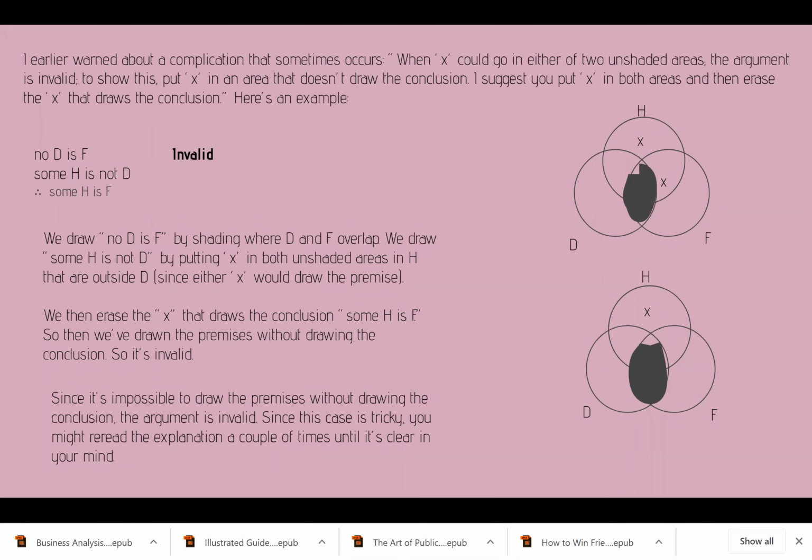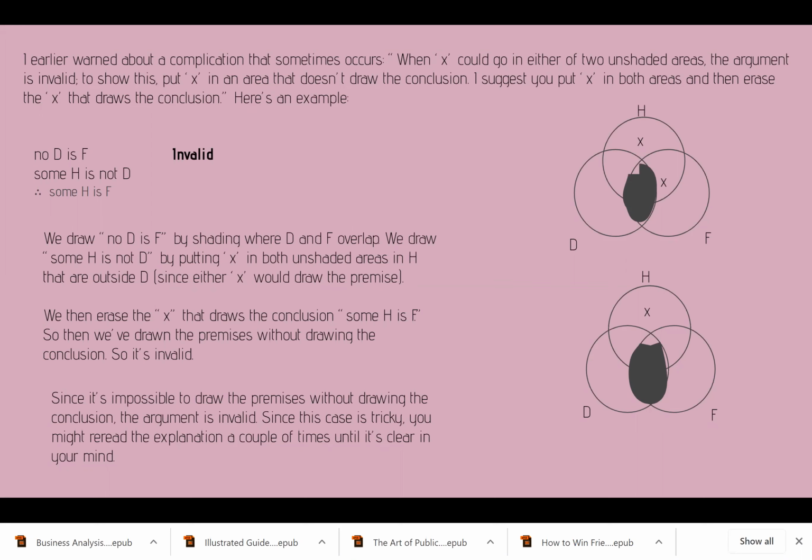I earlier warned about a complication that sometimes occurs. When X could go in either of two unshaded areas, the argument is invalid. To show this, put X in an area that doesn't draw the conclusion. I suggest you put X in both areas and then erase the X that draws the conclusion. Here's an example. So we have no D is F, some H is not D, therefore some H is F. So this one is invalid.